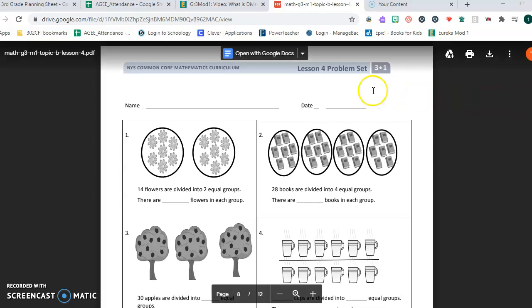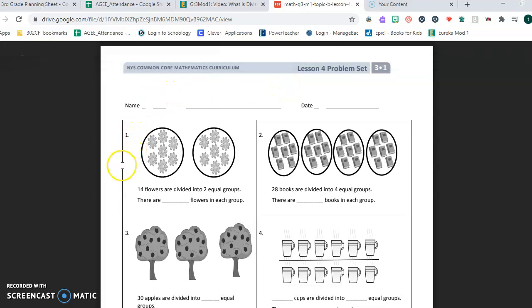So your assignment today is to work on the lesson 4 problem set in your green book, and you need to complete it. Here, I'll give you a little breakdown of how it works.